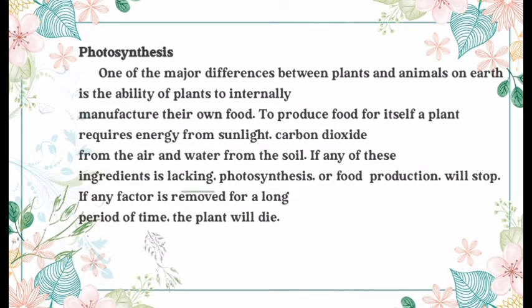One of the major differences between plants and animals on Earth is the ability of plants to internally manufacture their own food. To produce food for itself, a plant requires energy from sunlight, carbon dioxide from air, and water from the soil. If any of these ingredients is lacking, photosynthesis or food production will stop. If any factor is removed for a long period of time, the plant will die.